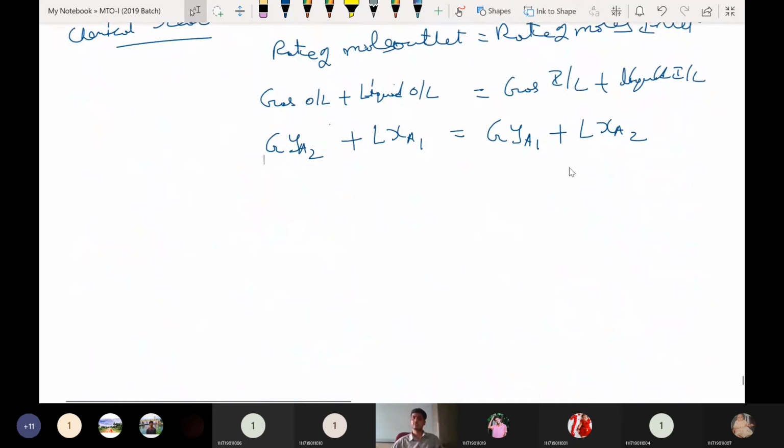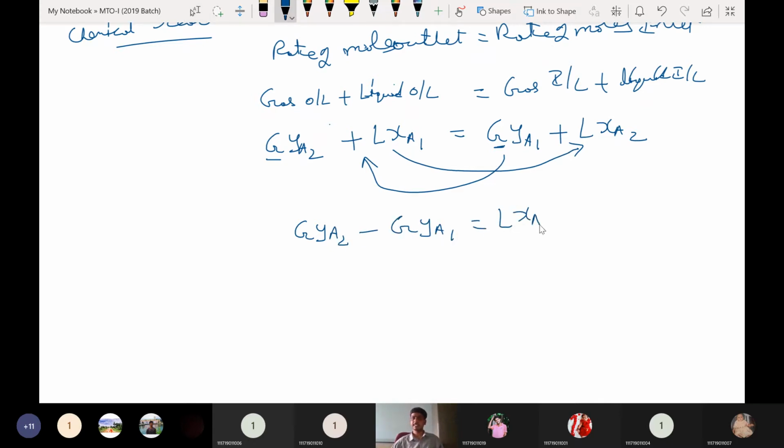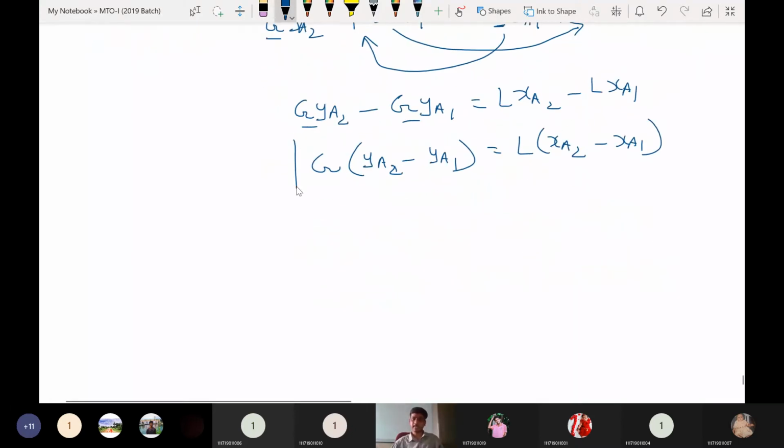Therefore, all the like variables we have to transfer to one side. So this we will carry to the LHS side and this L will be carried to the RHS side. That is G YA2 minus G YA1 is equal to L XA2 minus L XA1. Therefore, we can take G common, that is G into YA2 minus YA1 is equal to L into XA2 minus XA1. Okay, this is the final mole balance or component balance equation for the wetted wall tower.